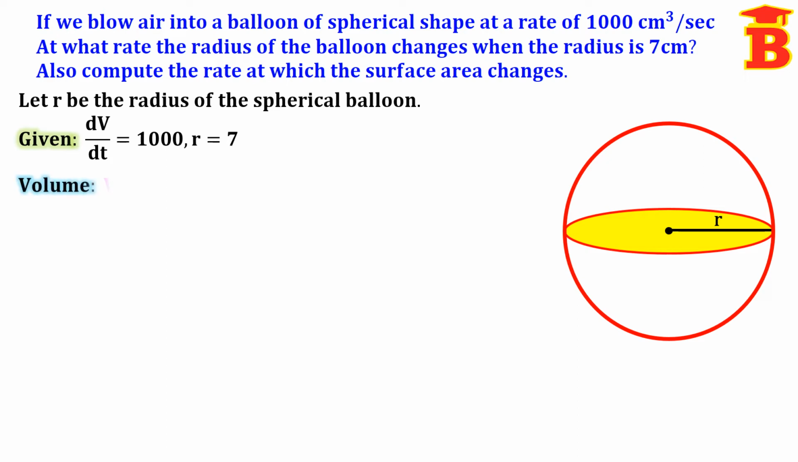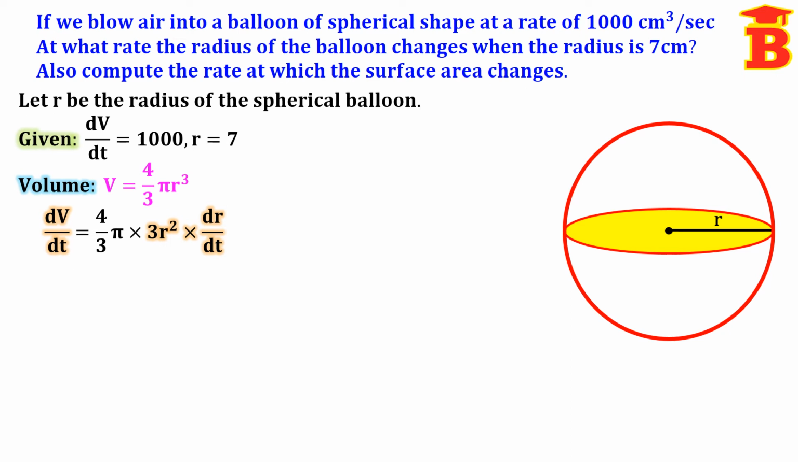We know that the volume of sphere is V equal to 4 by 3 pi r cube. Here 4 by 3 pi is a constant. We have to differentiate r cube only. So differentiating this with respect to t, that is dV by dt equal to 4 by 3 pi is constant into we have to differentiate r cube, that is 3r square into dr by dt. We are differentiating with respect to t. So this r we have to write into dr by dt.